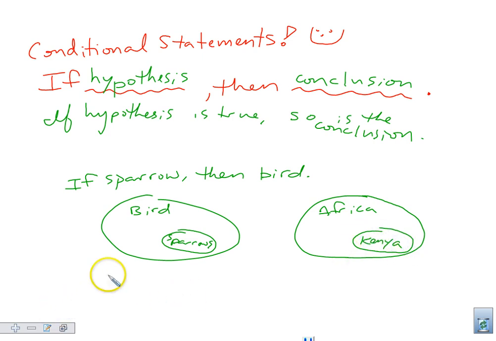So take a second to just pause the video and then write down what you think the if-then statement would be. Alright, hopefully you got if Kenya, so like if you're in Kenya, or if the place is Kenya, then Africa. Because if you're going to be in Kenya, then you must also be in Africa. Right? So I want you to take care of the rest of those Venn diagrams yourselves.